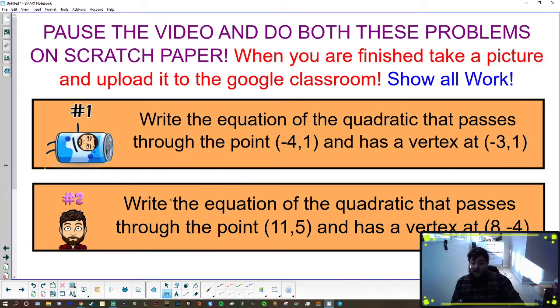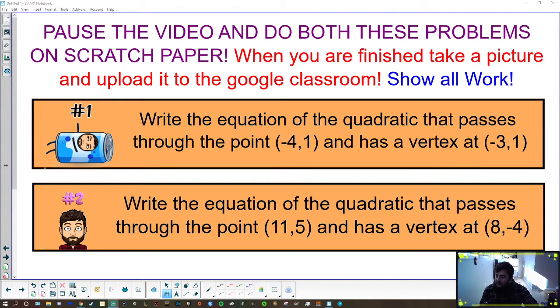So here are the two problems you're going to do on your own. It looks like I'm covering up a little bit of one of the problems, so I'm just going to shrink down my video just a tiny bit. I'll be teeny tiny. So pause the video. Do both of these problems on a scratch piece of paper. When you are finished, take a picture and upload it to the Google Classroom, showing all of your work.